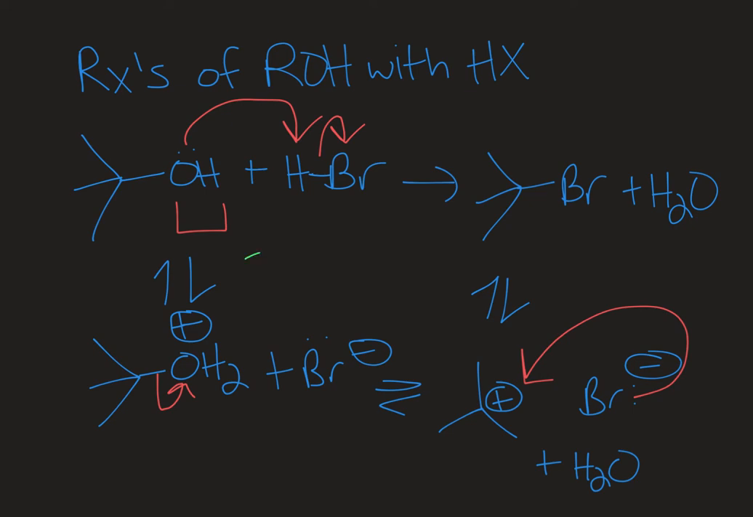So this particular reaction works all right for tertiary systems and some secondary systems. It's pretty slow for primary systems. Tertiary and secondary would be an SN1 type reaction, whereas a primary system would go through an SN2 reaction.